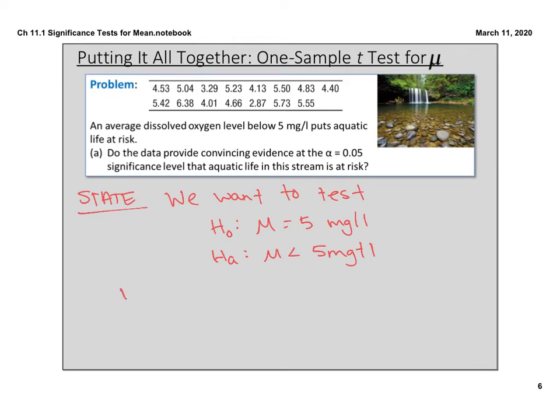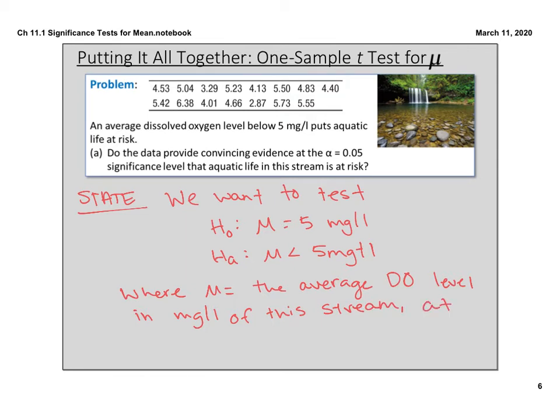Where, and now name your parameter, mu is the average DO. They've defined DO. Anytime they define an abbreviation for you, you can use that abbreviation. You're allowed to do that. So where mu is the average dissolved oxygen level in milligrams per liter of this stream. And we're going to test it at the alpha equaling 0.05 level.